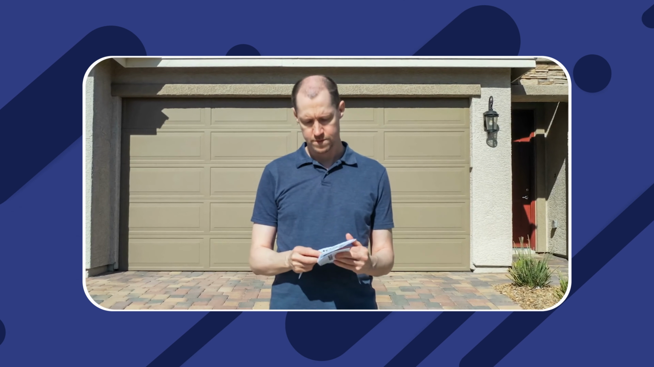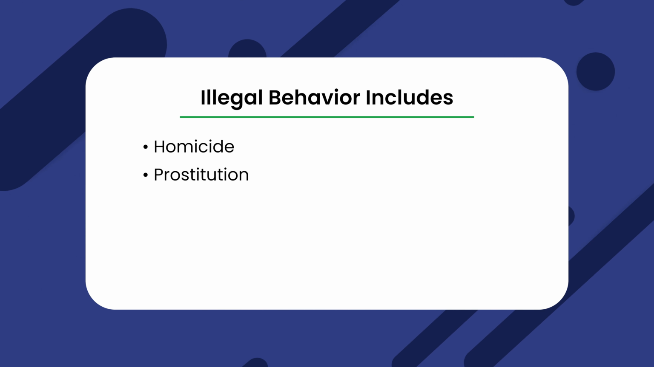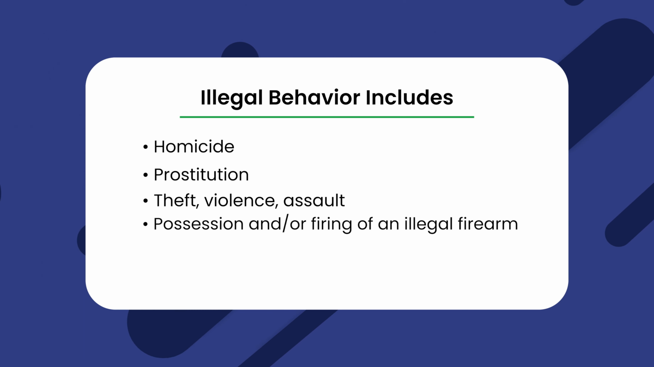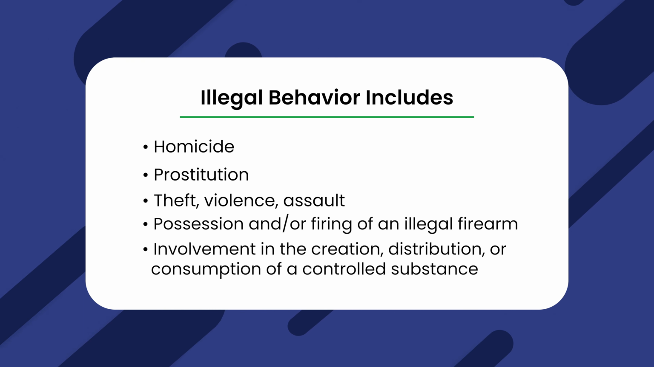Illegal activity is part of the lease violation. If a tenant has engaged in illegal behavior within the rental unit, the landlord has to provide an official written 3-day notice to vacate or quit. Illegal behavior includes, but is not limited to, homicide, prostitution, theft, violence, assault, possession and/or firing of an illegal firearm, and involvement in the creation, distribution, or consumption of a controlled substance. If the tenant remains in the rental unit, then the landlord may continue with the eviction action.